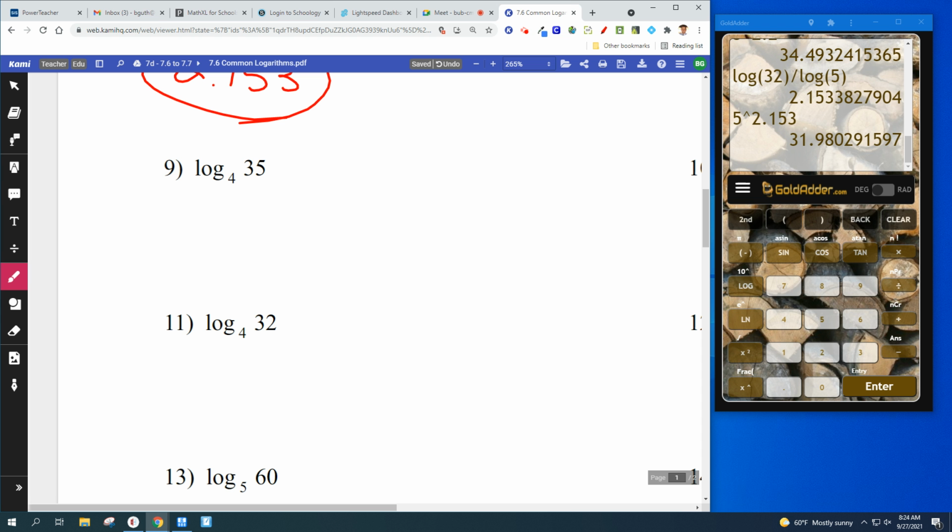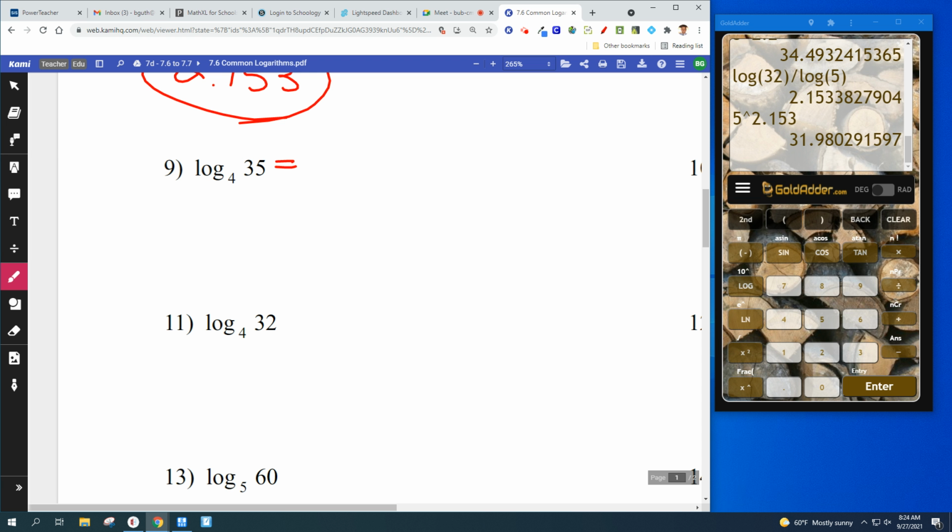Log base 4 of 35, okay? Anybody know what it's between? What's the answer going to be between? Okay, what two numbers? Four to the 2nd power is 16. That's too small. 4 to the 3rd power is 64. That's too big. We're looking for the exponent that's going to make 35. It's going to be 2 point something, right? It's going to be in between 2 and 3.